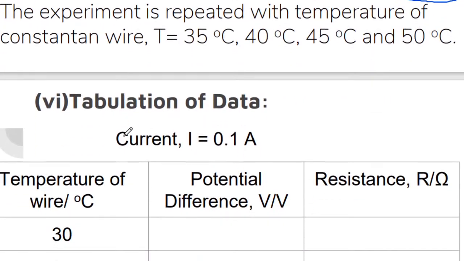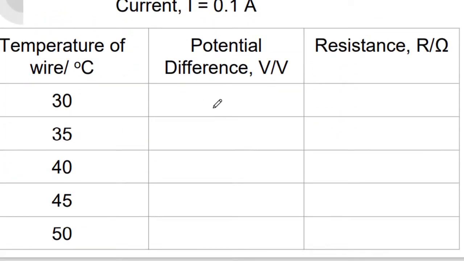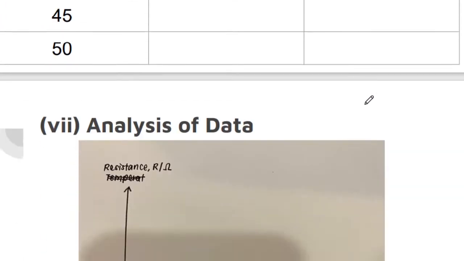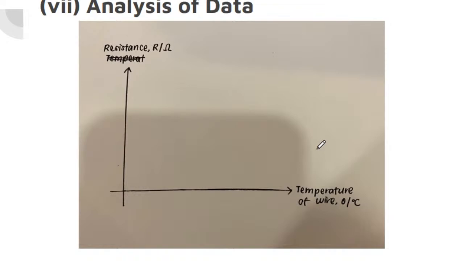Then your table is the same as just now: name, symbol, unit, name, symbol, unit. At least two columns. At least you have temperature and resistance. Then your graph: resistance against temperature. Good to have 0 here.